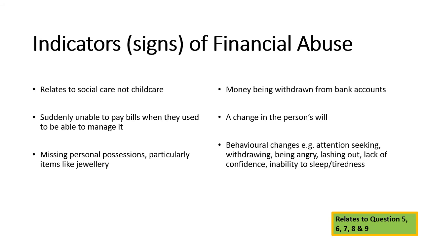So indicators and signs of financial abuse, which relates to social care, not childcare. So suddenly unable to pay bills when they used to be able to manage it. Missing personal possessions. So for example, items of jewellery, money being withdrawn from bank accounts, a change in the person's will, and behavioural changes, so attention seeking, withdrawing, being angry, lashing out, lack of confidence, and the inability to sleep and tiredness. They're all indicators and signs of financial abuse.